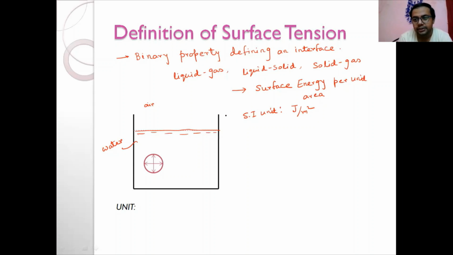At the interface, what kind of force is acting here? Before knowing this, the cause of surface tension is the unbalanced adhesive force. What is the adhesive force? Adhesive force is the attraction force between two different liquids or substances. Here the air molecules and water molecules attract each other, and that is the adhesive force. So here is how the unbalanced condition arises.